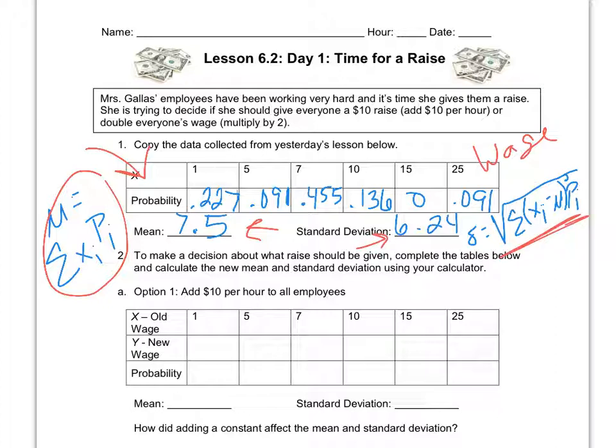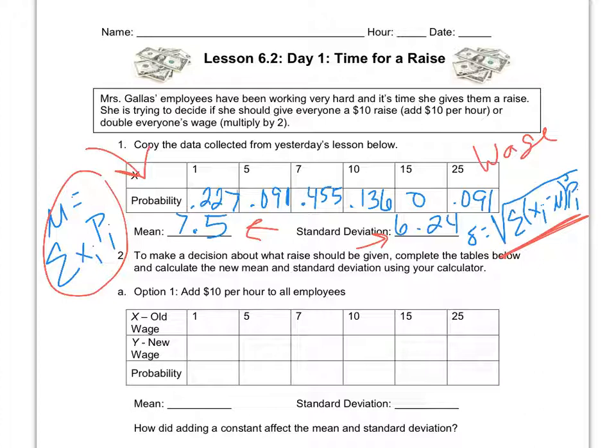If you remember, your standard deviation is the square root of your variance. So subtracting the mean from your data point, 1 minus 7.5, square that, times the probability of that happening, so times 0.227. Do that for every x value, add them up, and then take the square root. And so we get a standard deviation of about 6.24.